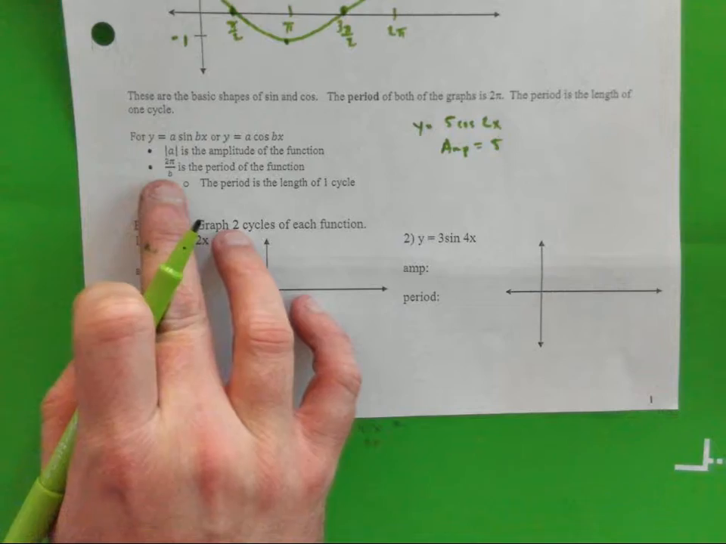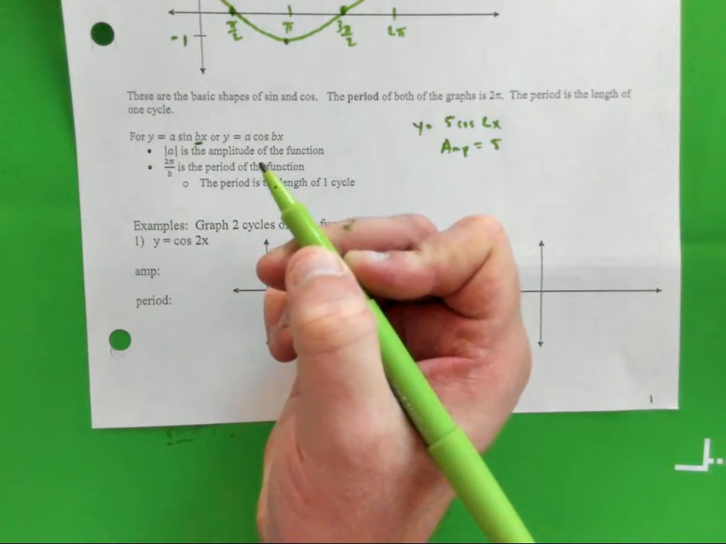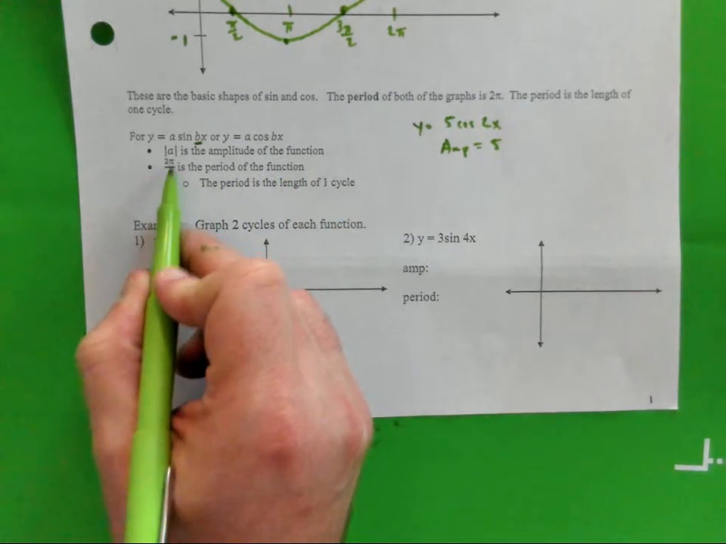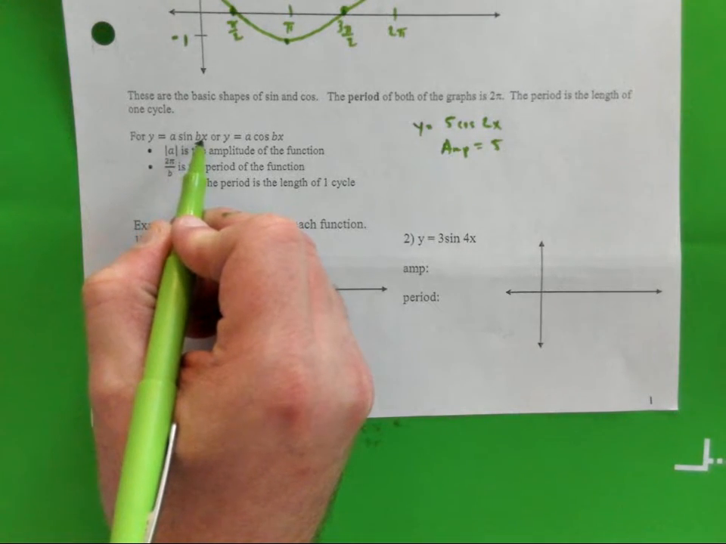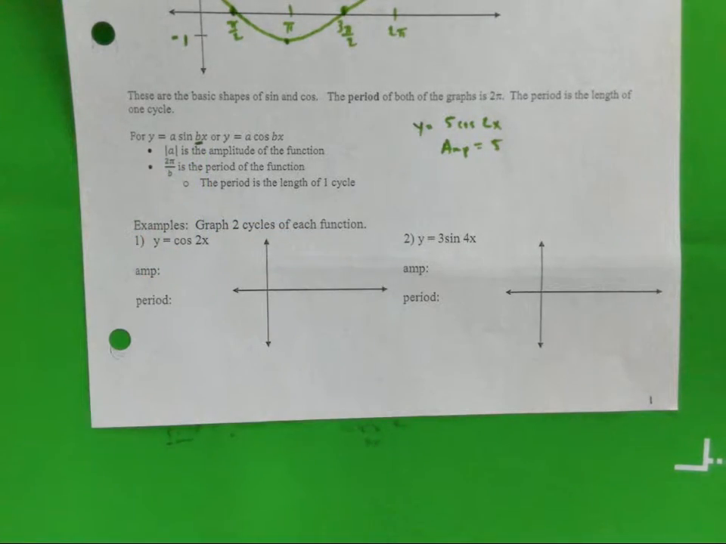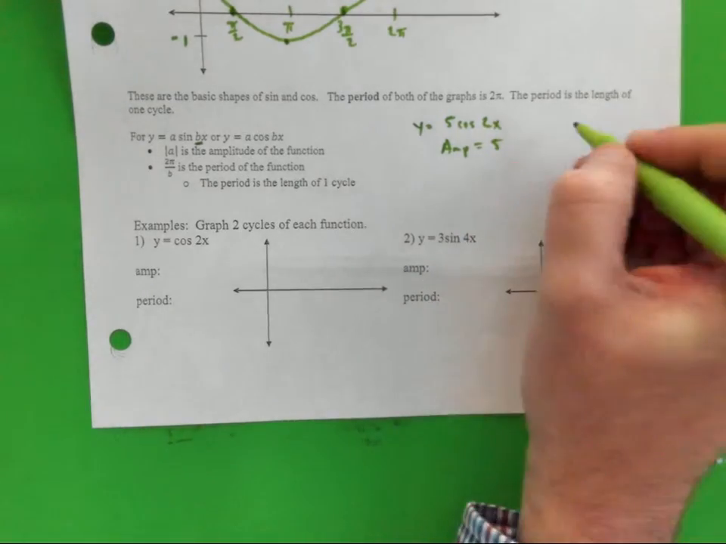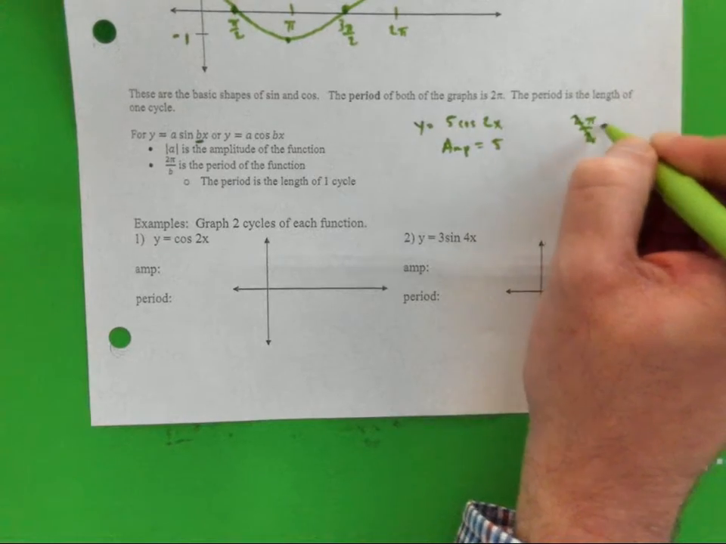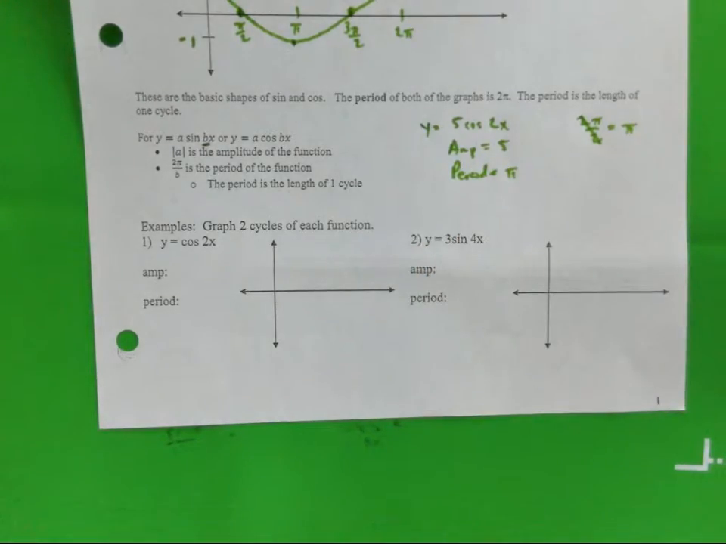Now look here, period deals with the B value that's in front of the variable, but you've got to do something with that B value. You can't just put it down. The formula to find the period of the function is 2 pi divided by that value. That value B is the value in front of the variable, x or theta. It's the number in front of that. So if I have 2 right here, my formula would be 2 pi over 2. What's 2 pi divided by 2? Pi. So my period for this particular one will be pi. Does that make sense?